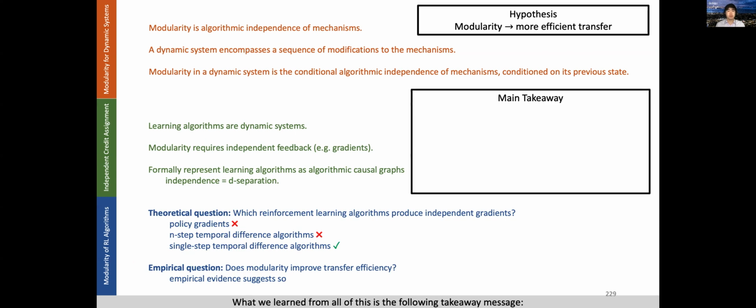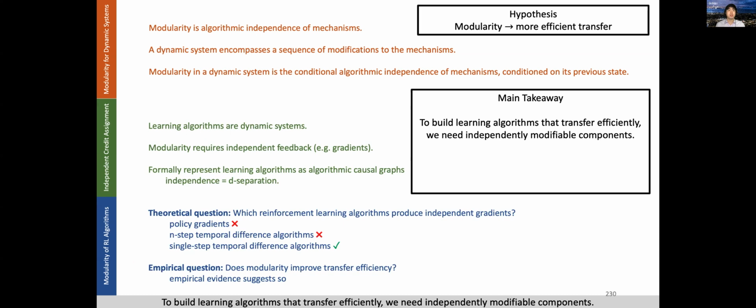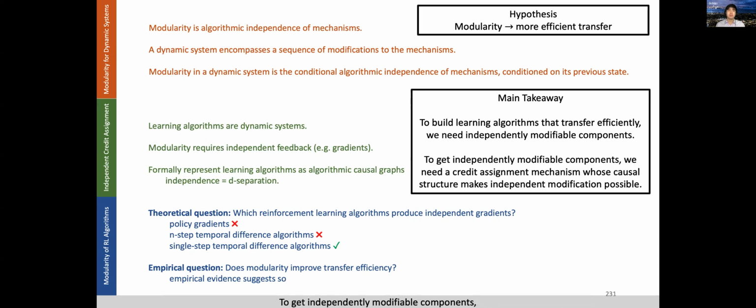What we learned from all of this is the following takeaway message. To build learning algorithms that transfer efficiently, we need independently modifiable components. To get independently modifiable components, we need a credit assignment mechanism whose causal structure makes independent modification possible.